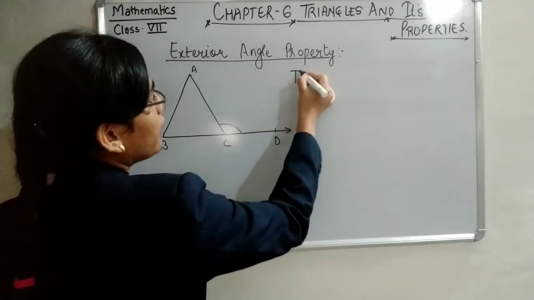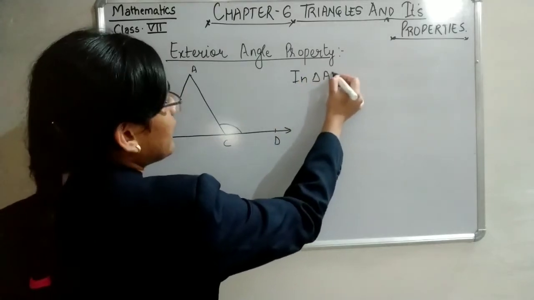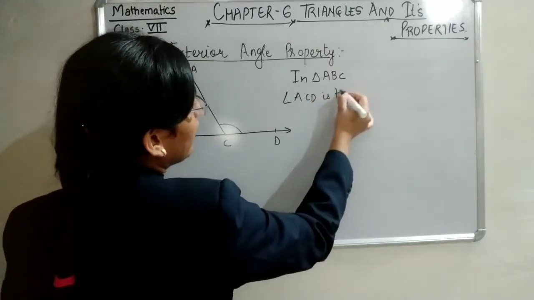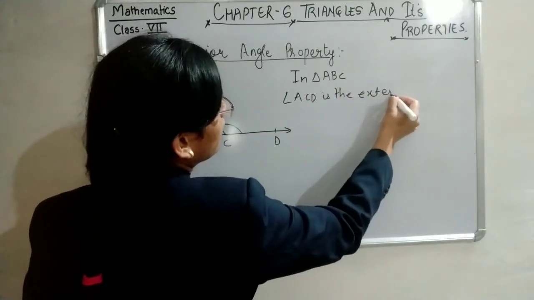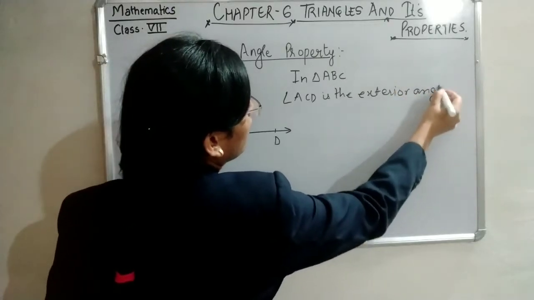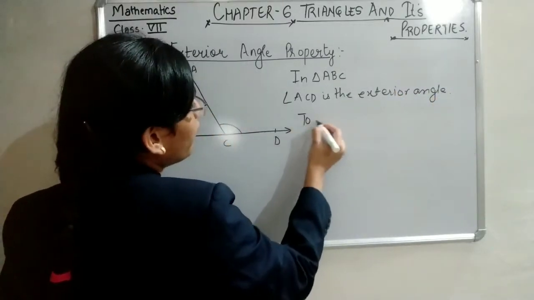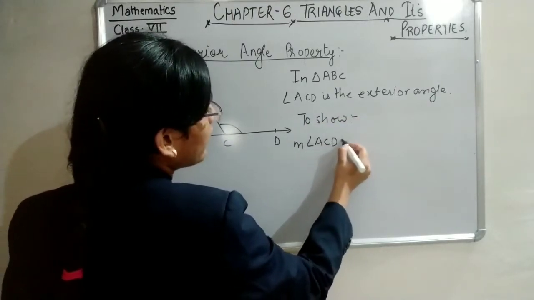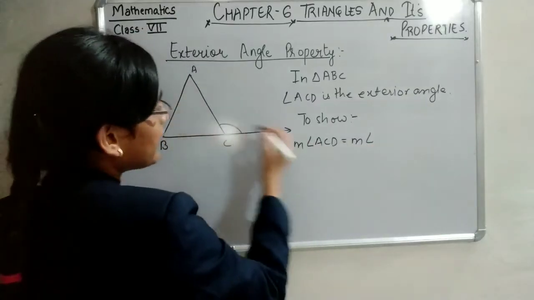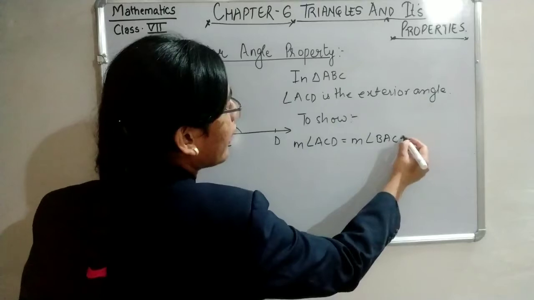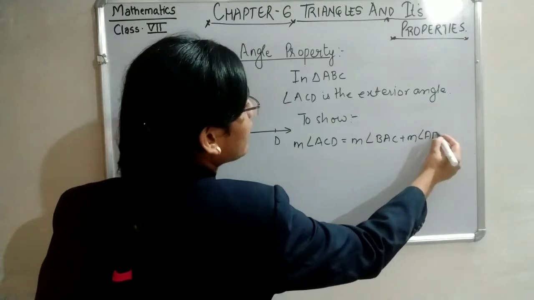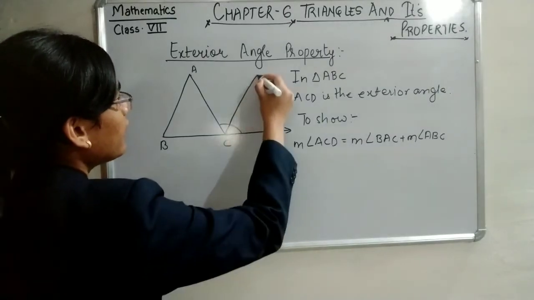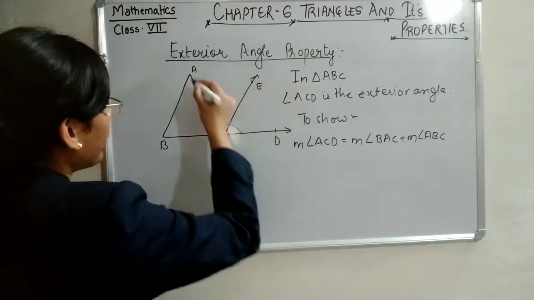Now we have been given in triangle ABC, angle ACD is the exterior angle also. We have to show that the measure of angle ACD is equal to the sum of the measure of angle BAC and angle ABC. For this we have to do one construction. Draw a line CE which is parallel to the line AB.